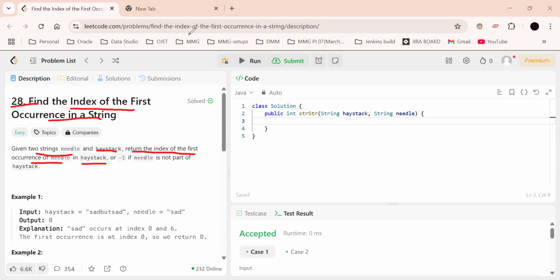So basically they have given us two strings. One is called haystack, the other is called needle. Now we need to return the index of the first occurrence of needle.